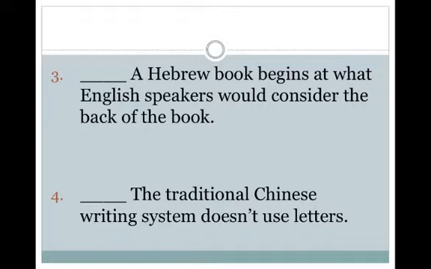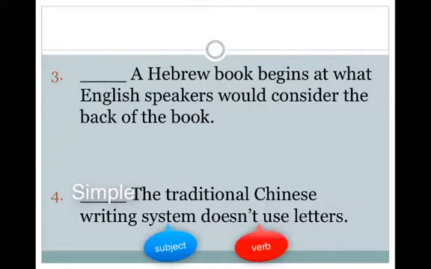And number 4, the traditional Chinese writing system doesn't use letters. This is a simple sentence. It's got one subject, system, and one verb, not use.